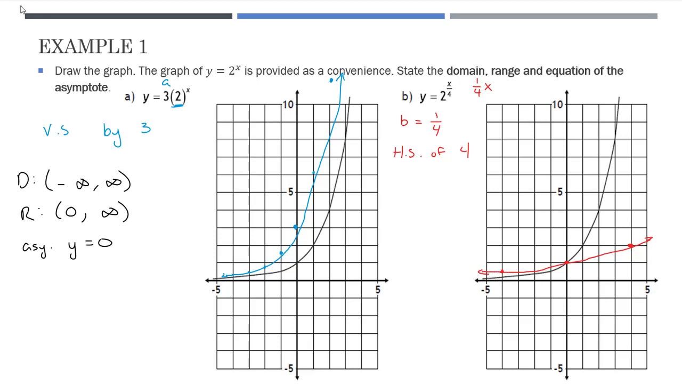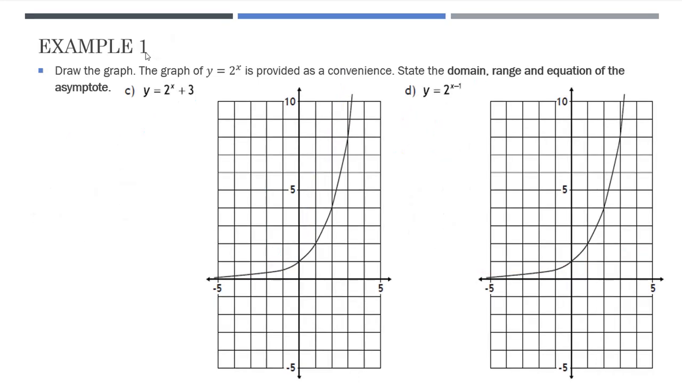Okay, moving on. Our domain hasn't changed at all from a horizontal stretch. So it's still negative infinity to infinity. Our range, we still have that asymptote at y equals 0. So we're still going to go from 0 to positive infinity. And we do have that asymptote, as mentioned, at y equals 0.